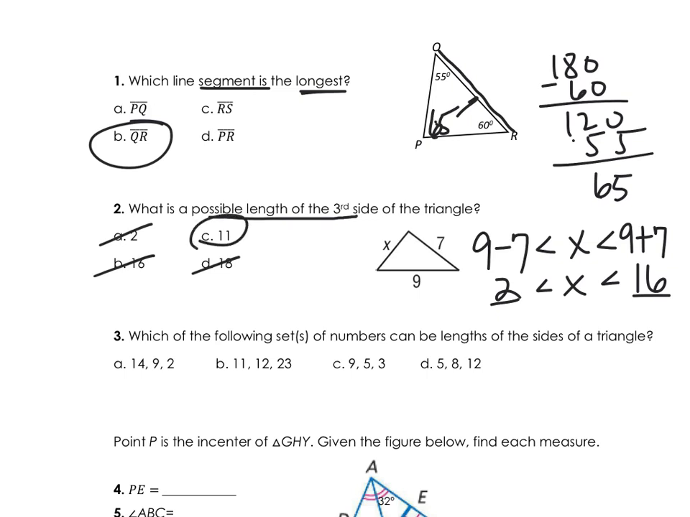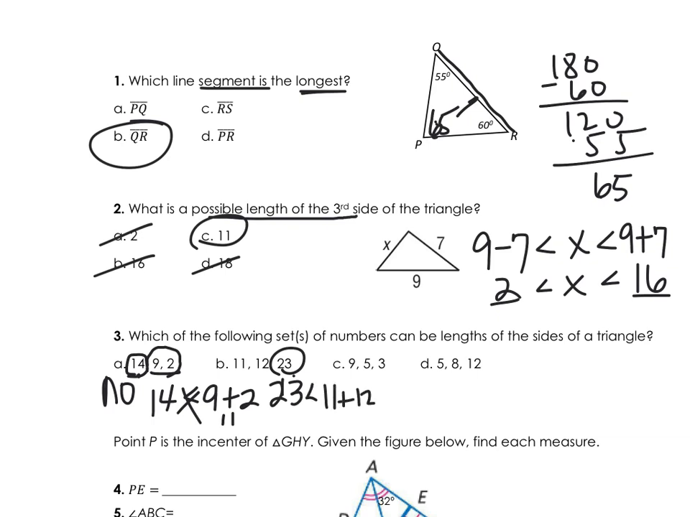Which of the following sets of numbers can be lengths of the sides of a triangle? Well, I always take the big side and see if the smaller, and I know that if I subtract these two, that it's going to be smaller than the biggest. So my 14 has to be less than 9 plus 2. And that's 11, so it's not. Okay, 11. So 23 has to be less than 11 plus 12. That is 23. So it can't be that one.